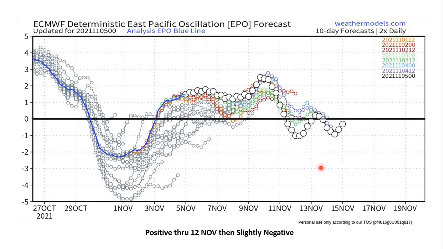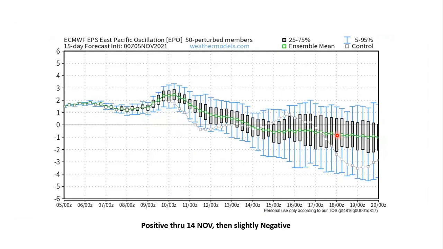Looking at the model forecast for EPO, starting with the European deterministic, generally showing a positive trend of the EPO today on the 5th of November, remaining strongly positive, a magnitude greater than positive 2, right on through the 10th of November, with a transition back towards negative around the 12th of November, and then back up towards neutral, back to negative again.